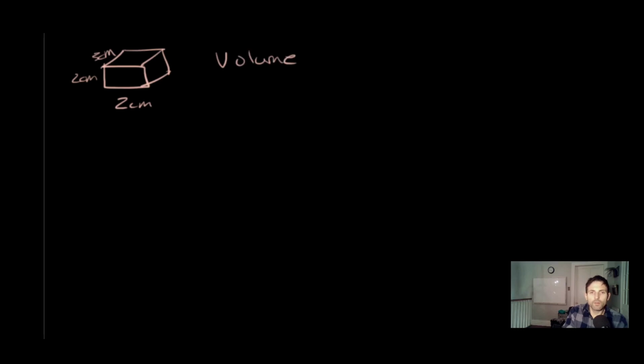Okay, so we're going to do a cube. Let's switch it up here. We're going to do 2 centimeters by 2 centimeters by 3 centimeters. And so our volume equals 3 centimeters times 2 centimeters times 2 centimeters. That's going to equal 12 centimeters cubed, right?